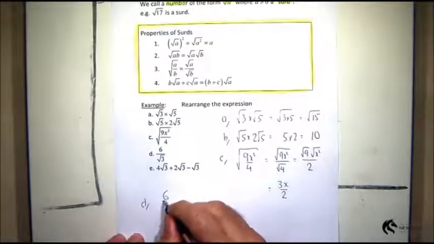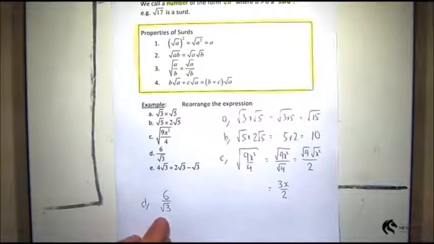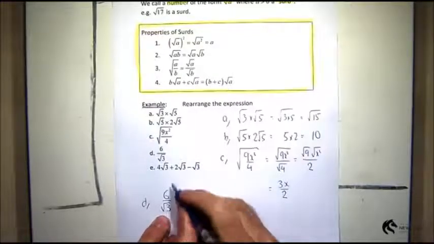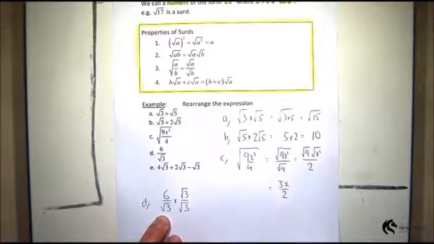D, 6 on the square root of 3. At that stage, that's fairly simple, but I can rearrange this. I can do what's called, I can rationalise the denominator. I can turn the denominator into a number that's not a surd by multiplying both the numerator and the denominator by the square root of 3.